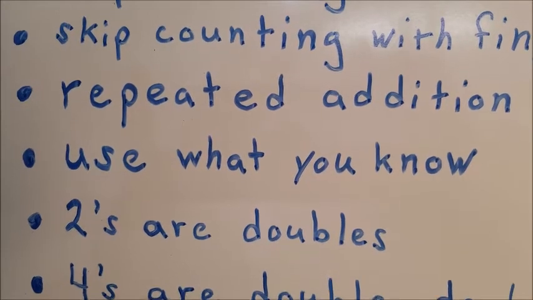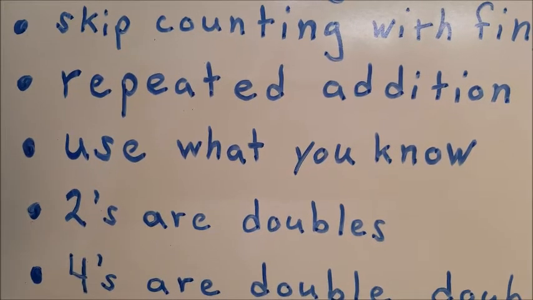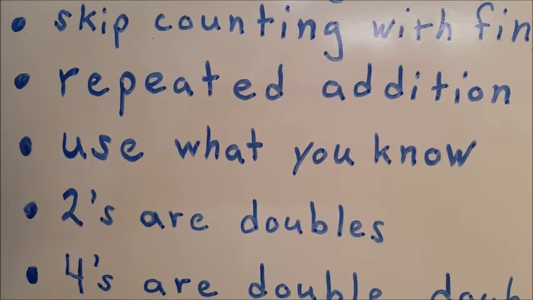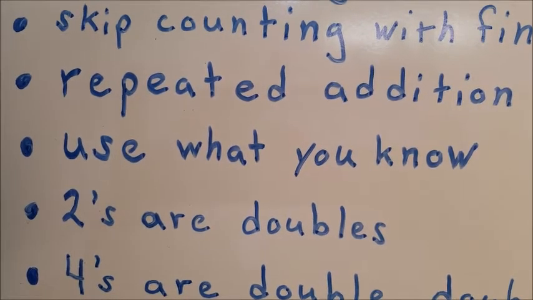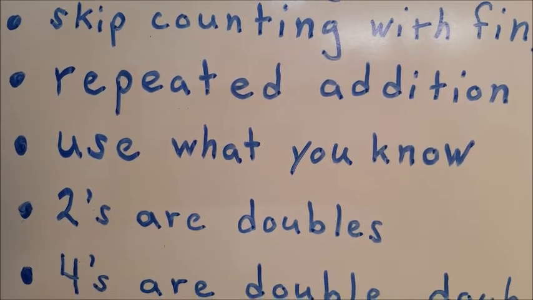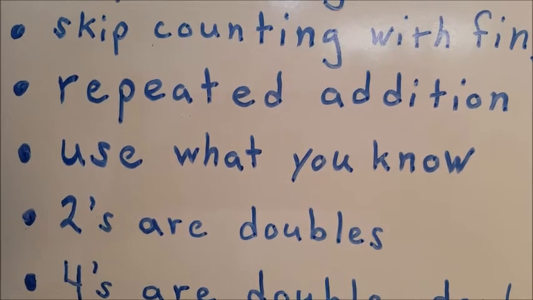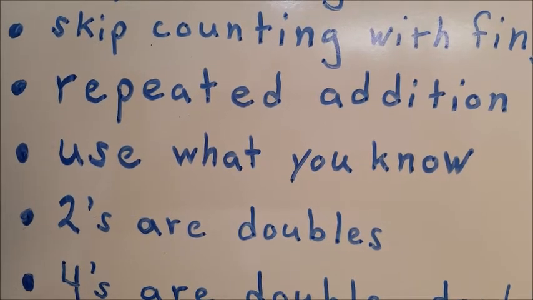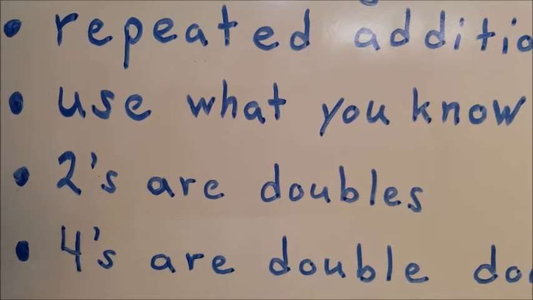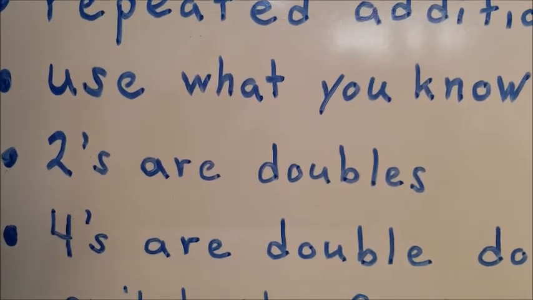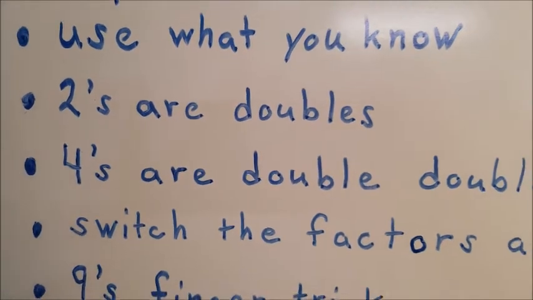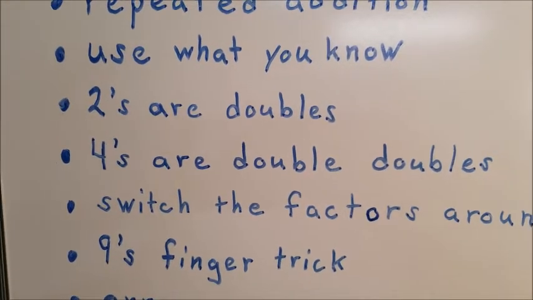Use what you know. Maybe you know 3 times 5 is 15. And when you get to 4 times 5, you get a brain freeze and you can't remember. So you can say, wow, gee, 3 times 5 is 15. 4 times 5 is just one more 5. It's 20. Twos are doubles. You're good at doubles. Fours are just double doubles.